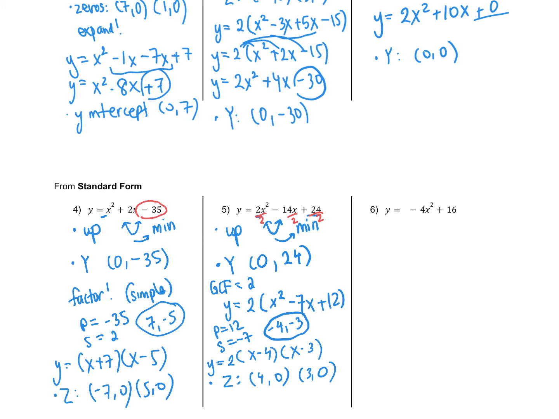All right. Number 6, y equals negative 4x squared plus 16. Pause the video. Tell me up or down, max or min, and what the y-intercept is, then come back to check your work.